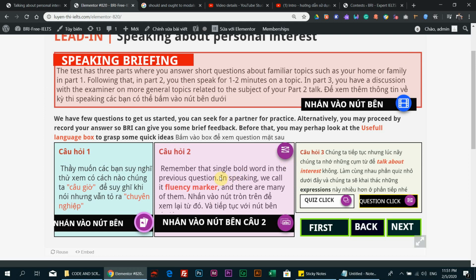Okay, as I stated, in speaking, we call it a fluency marker. And there are many of them. It's not just one single word, well, but there are so many of them.